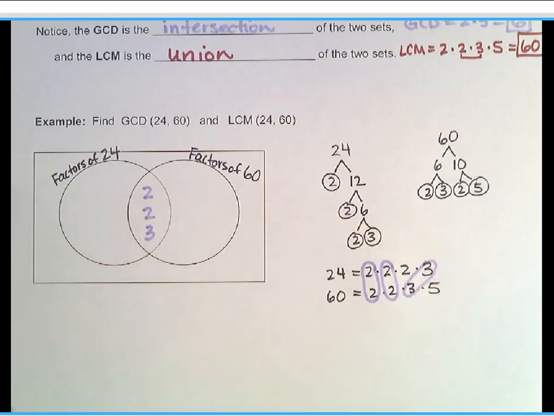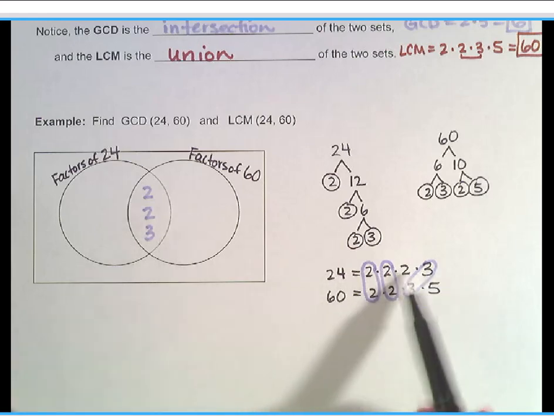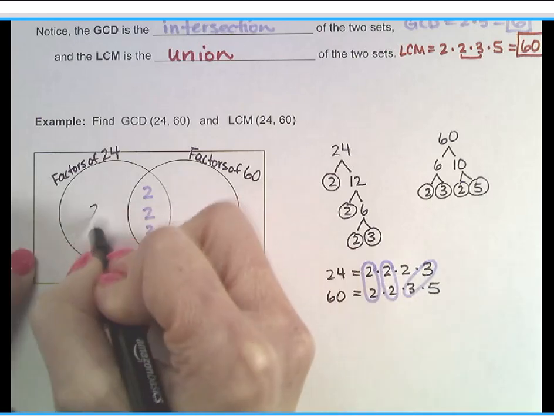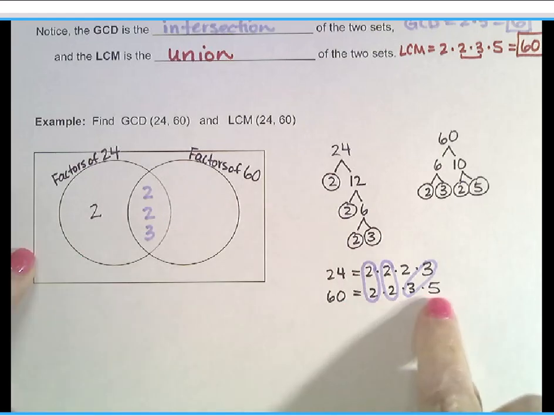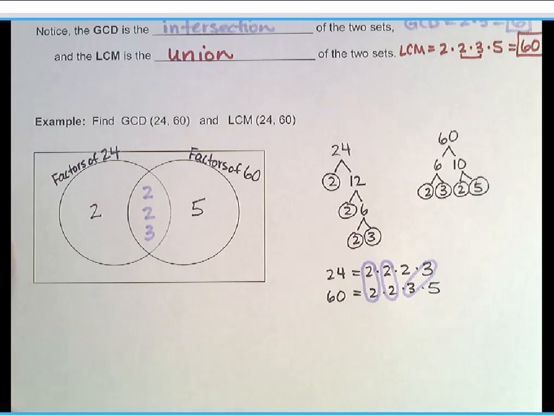Just list them like that. List them separately. 2, 2, 3. Now 24 has a 2, a 2, a 3, and then there, see this leftover 2? You got to fit him in the picture. And on 60 there's a leftover 5. You got to fit him in the picture.